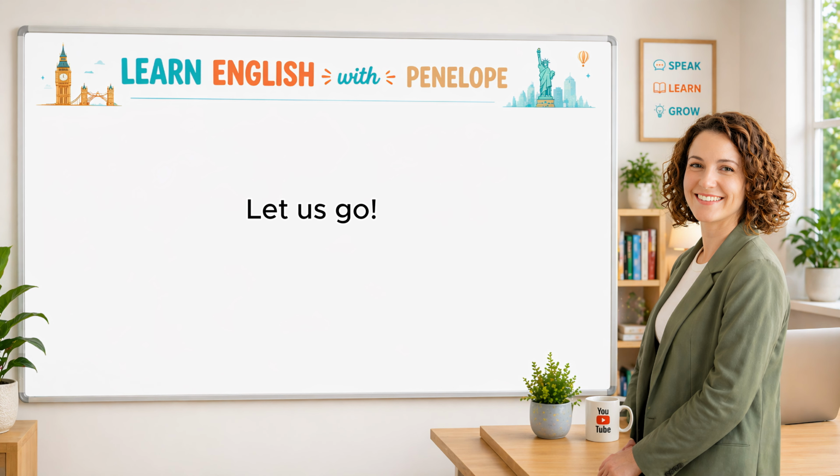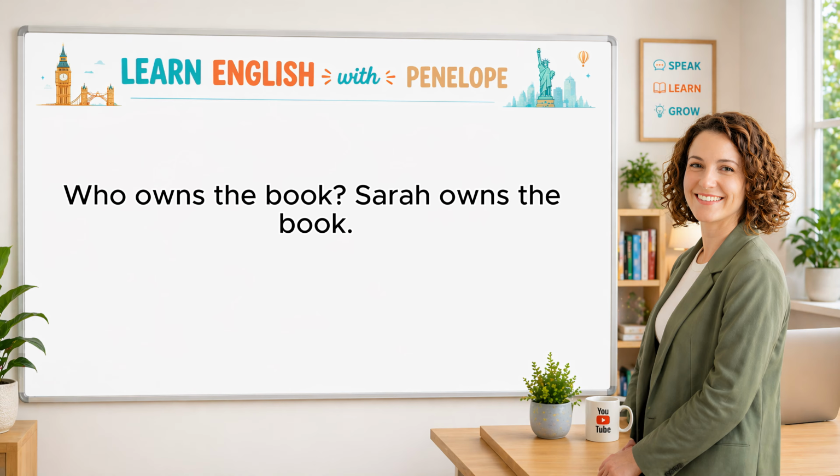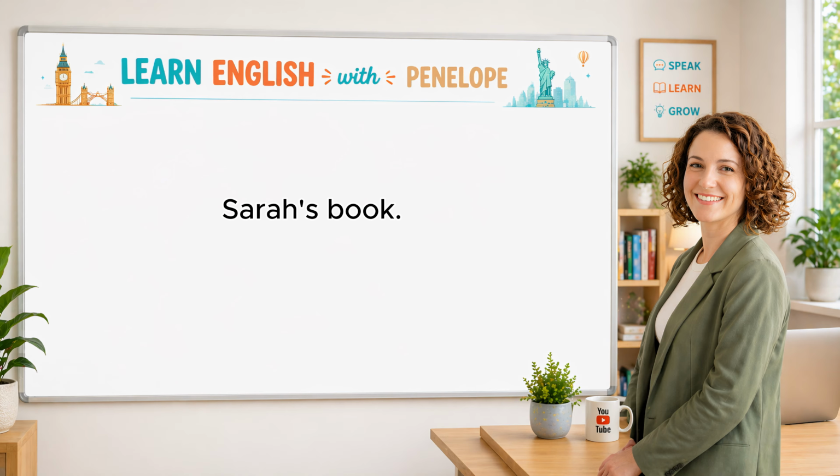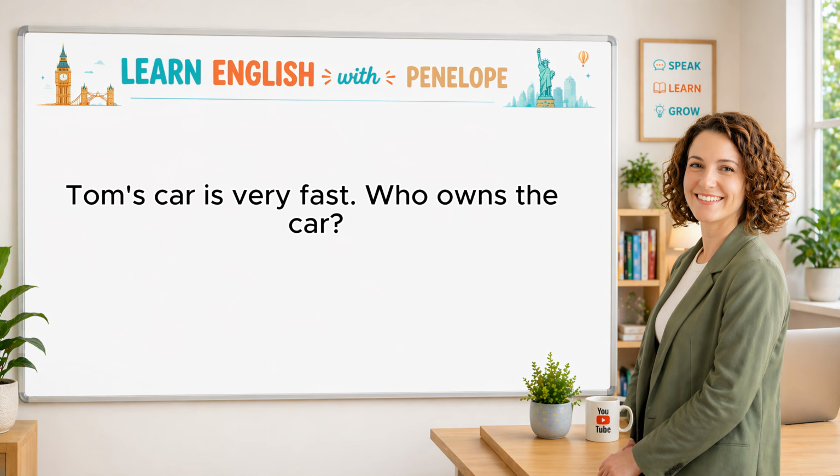Let us go. Example 1. Sarah's book is on the table. Who owns the book? Sarah owns the book. The apostrophe S after Sarah tells us this. Sarah's book.